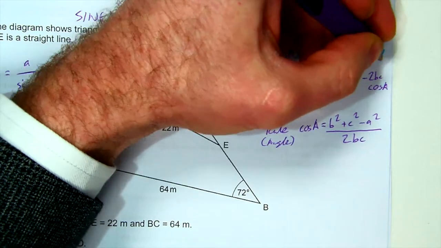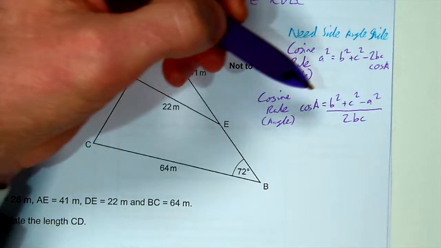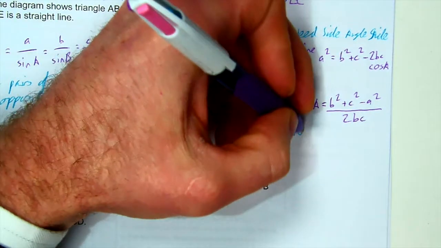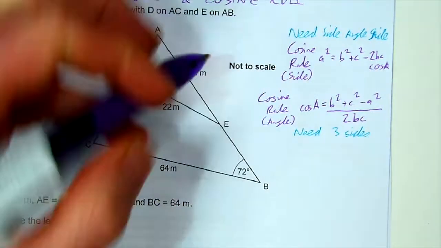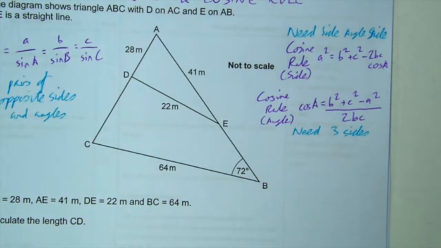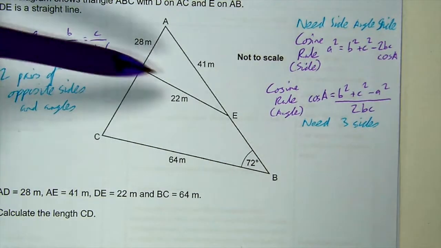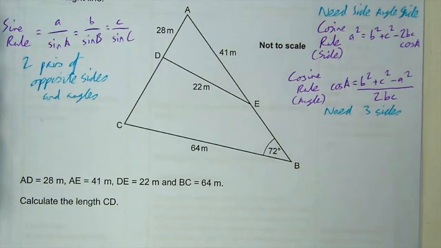However, if you're trying to find the angle, what do you need? Well, you need the three sides. So you need side, side, side to actually use that. That's really helpful with trying to think, right, what am I actually trying to work out here, and which of these rules am I going to apply? So let's actually see what the question wants us to do.